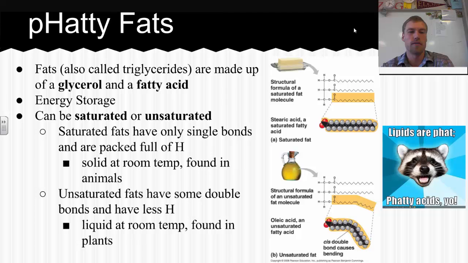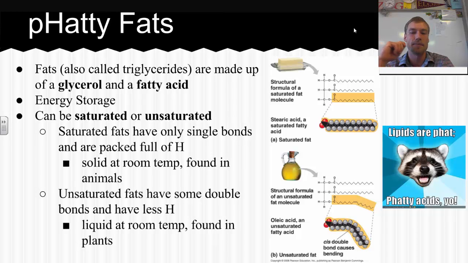There are 3 main types of lipids, and the first ones are the fatty acids. Fatty acids can be known as triglycerides, although they're not always in the triglyceride form. Sometimes they are found in different forms. And they're made up of a glycerol and a fatty acid. The glycerol is just like a carbon chain with a couple of oxygens, and then a long chain of fatty acid, which is just a carbon and hydrogen chain. These are mostly for long-term energy storage and insulation. It's good that we have some fat in our bodies because it helps to keep us warm. And these can be either saturated or unsaturated. Saturated fats only have single bonds, and they're completely packed with hydrogen.